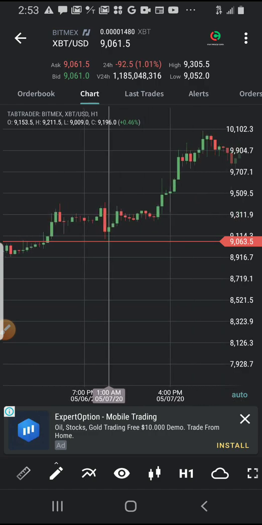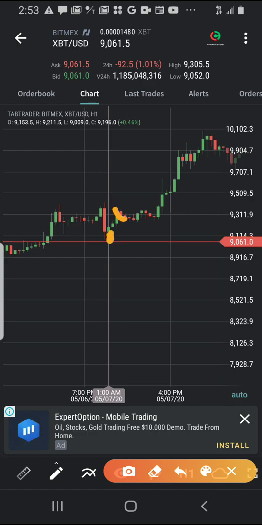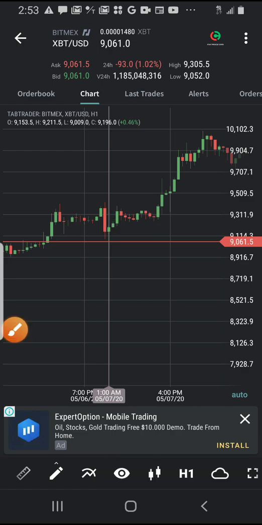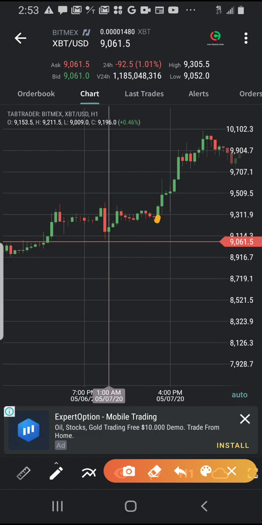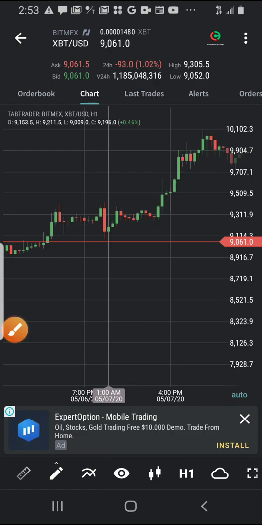So what happened after this retest? We had a little build up. This is what we call build up as well. We had a little build up, and before we rallied up to $10,000. So this is what we call breakout from resistance level, breakout and a retest.